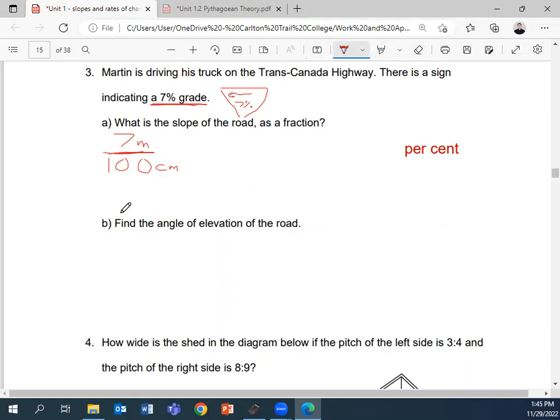That's it. Done. So now what we want to do is find the angle of elevation of the road. Word problems usually mess with people. You can make it a heck of a lot easier for yourself if you draw yourself a lovely triangle. So I have my lovely little car here. You don't need to drive the car. Don't worry about that.